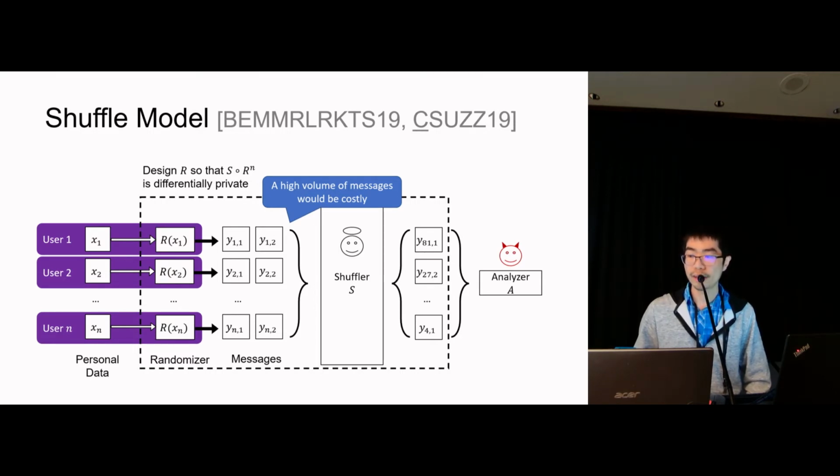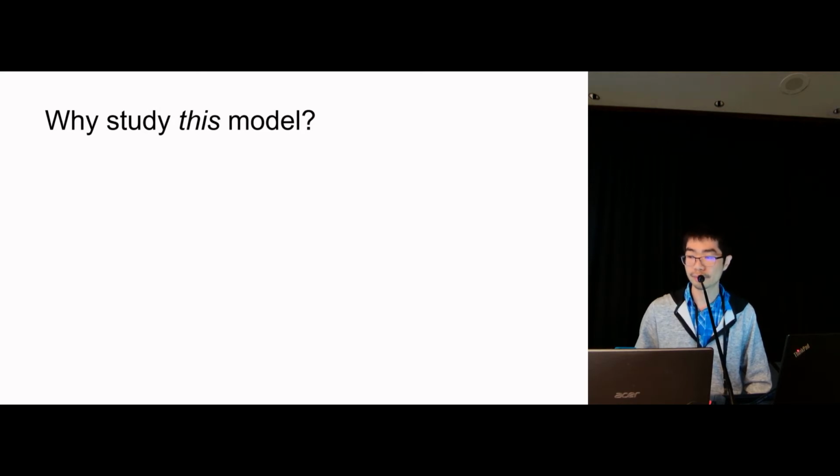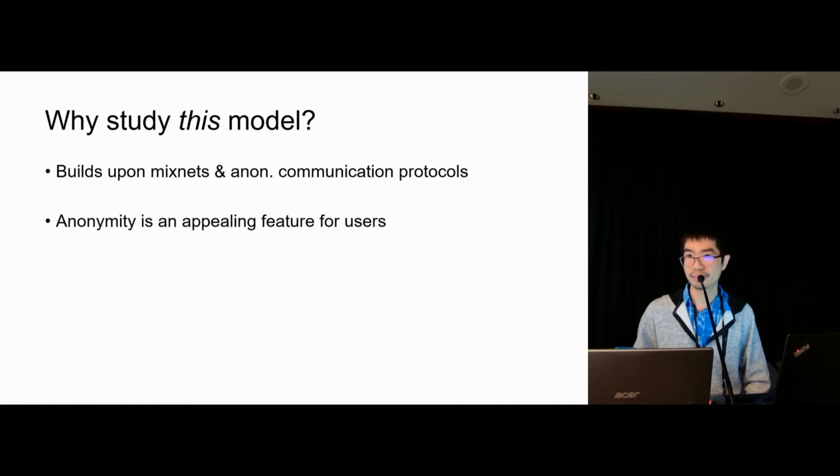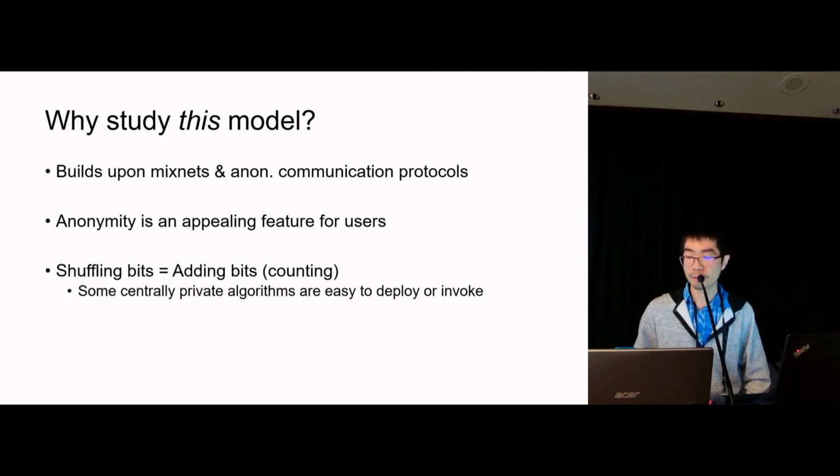Of course, why should we study this model of all possible models? Well, there's existing literature on shuffling, ranging from mix nets and anonymous communication more generally. And of course, anonymity is inherently appealing to users. If you want to sell a product to your user base, anonymity is a nice thing to have. And a final, more theoretically interesting property is that shuffling bits is the same as adding bits or counting. This is very neat because it implies easy deployment of some centrally private algorithms.